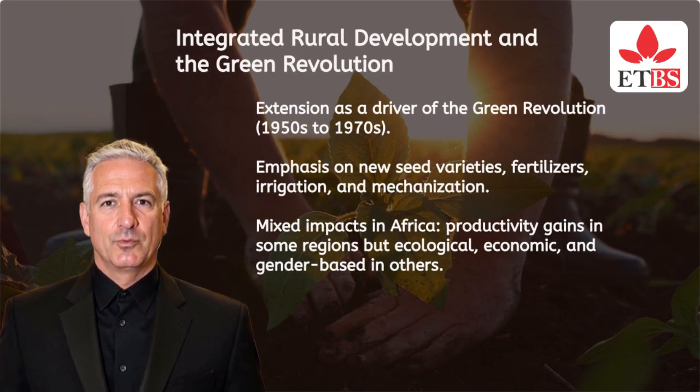4. Integrated rural development and the Green Revolution. Extension as a driver of the Green Revolution, 1950s to 1970s. Emphasis on new seed varieties, fertilizers, irrigation, and mechanization. Mixed impacts in Africa. Productivity gains in some regions, but ecological, economic, and gender-based inequalities in others. Integrated rural development projects, IRDPs of the 1970s to 80s, which linked extension with health, education, water, and infrastructure.